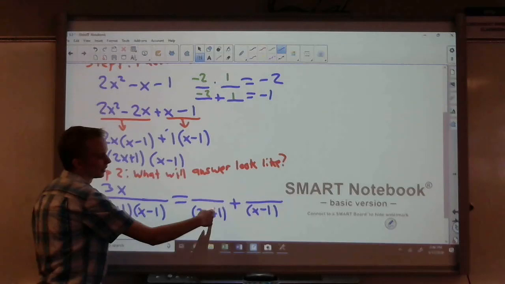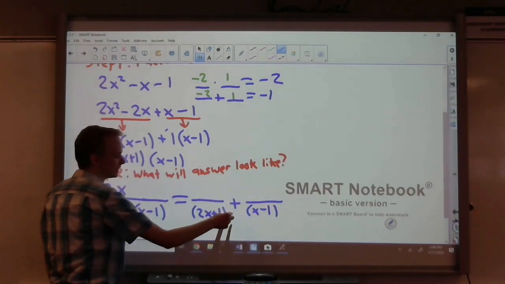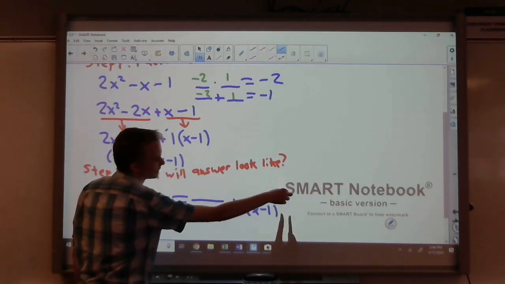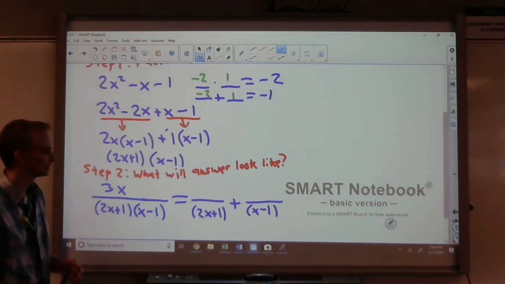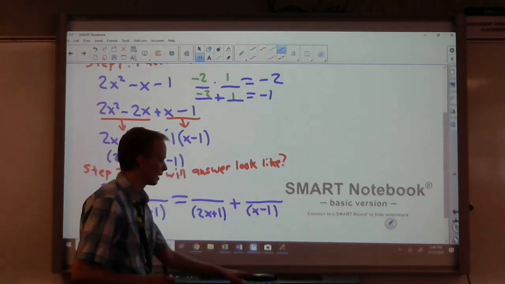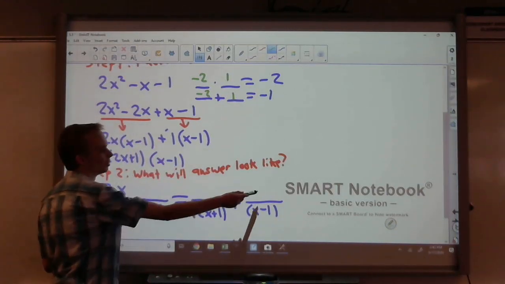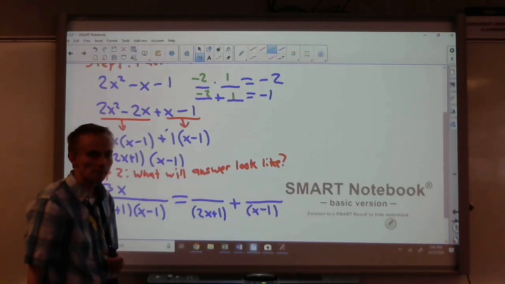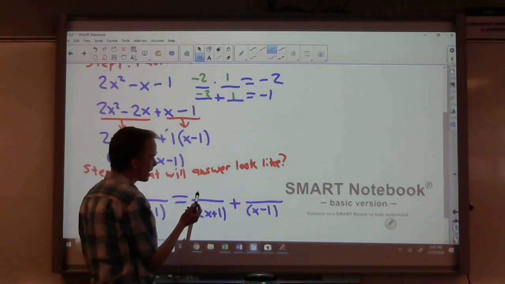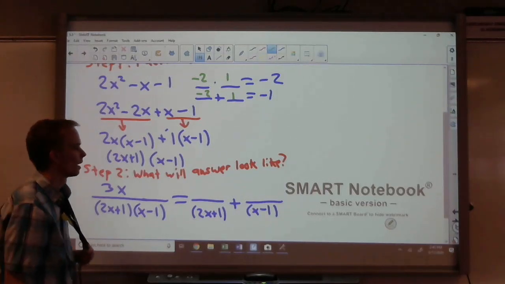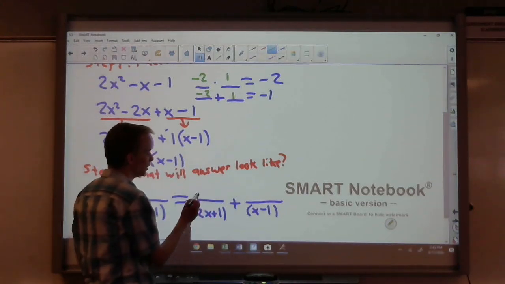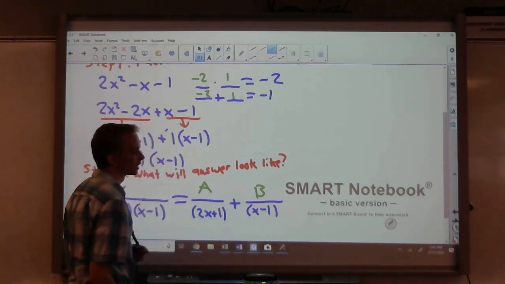So whatever is down here, I'm going to times by x minus 1 on the top and bottom. And on this one, I'm going to times by 2x plus 1 on the top and the bottom, right? To get that common denominator to equal this, okay? Now, the only thing I'm not sure of here is what do I put on the tops of these fractions? Well, I don't really know. It could be a number, and we actually know it's a number, right, from what we did earlier. But because I don't know, I'm just going to put A and B.